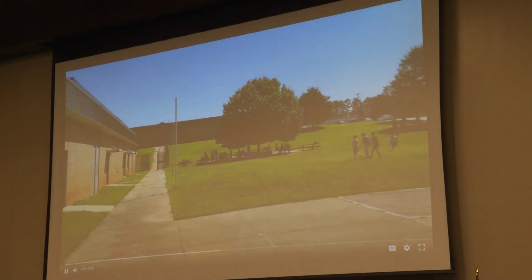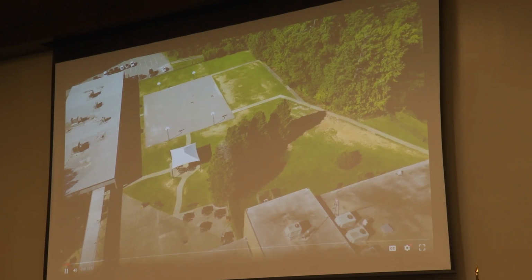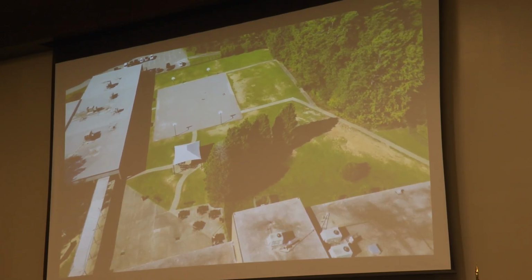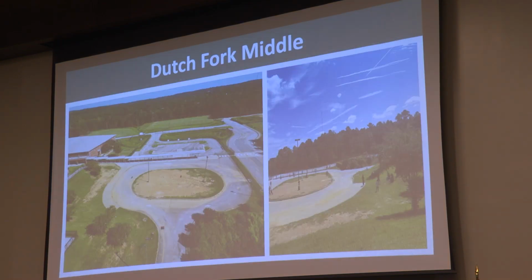And so, moving along, this is Irmo Middle that we talked about, and just different things that we could do for their play areas and play surfaces. So, there's land that we own, and we're looking for ways to improve that, that is more usable for the students at Crossroads Middle and Irmo Middle.